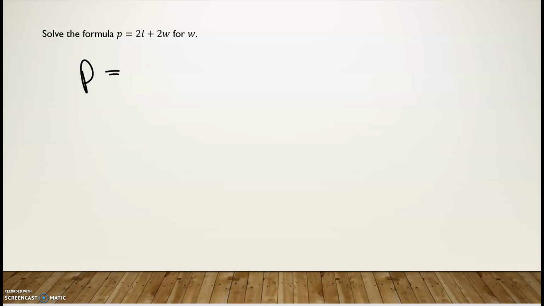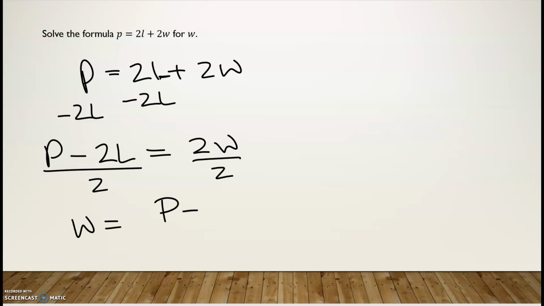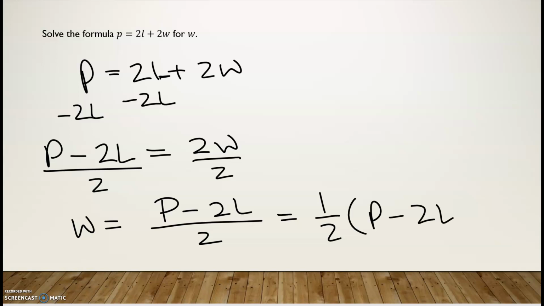P is equal to 2L plus 2W. So I'm going to subtract the 2L from both sides. Now I can't combine the P and the L. They're different variables. They're not like terms here. And then I'm going to divide by 2. So W is equal to P minus 2L all over 2. Or you could write it as 1/2 times P minus 2L.